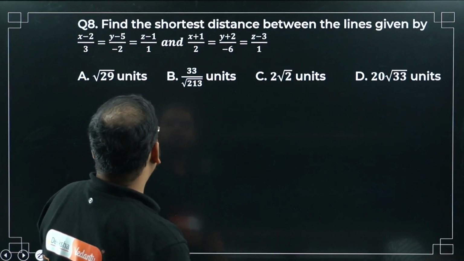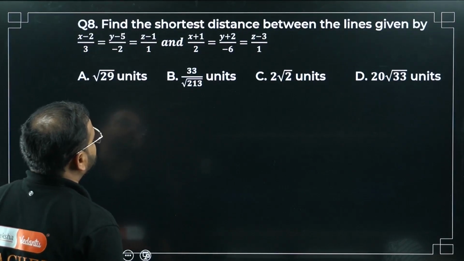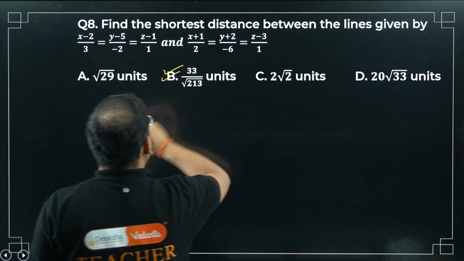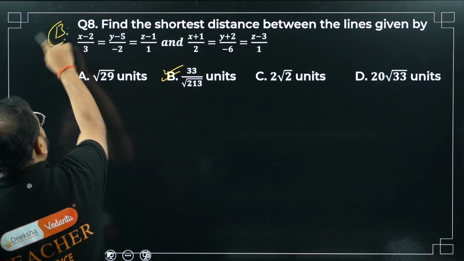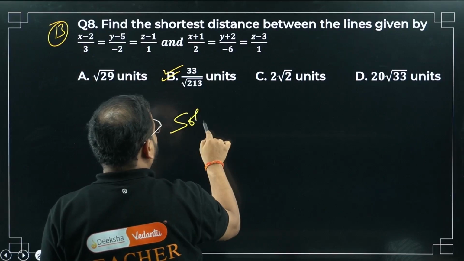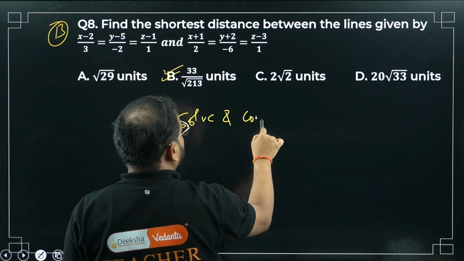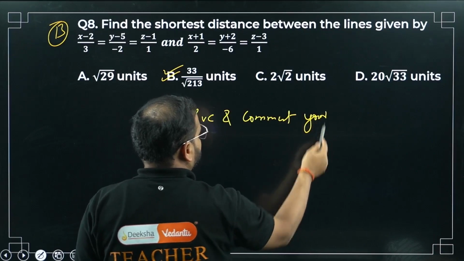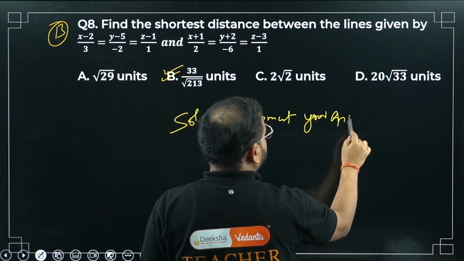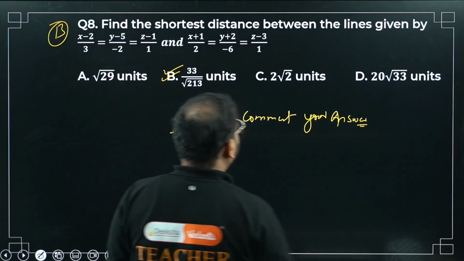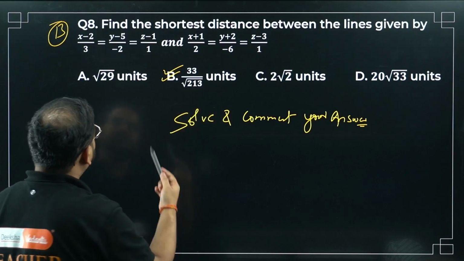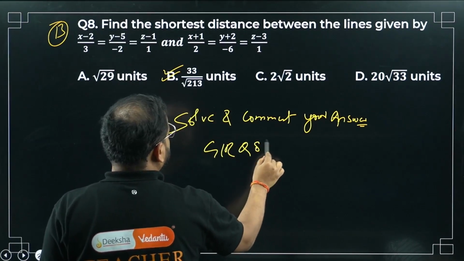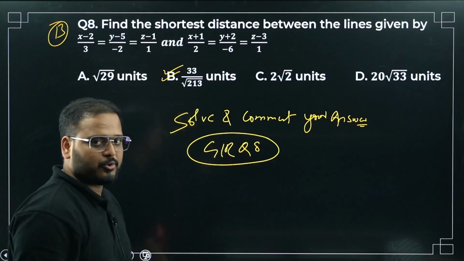I think for 8, your answer is 33 by 2 root 3. I think this was the answer. I forgot. Again, solve and comment your answer. If you get the same answer, you got it right. Question number 8, let me know in the comment section.